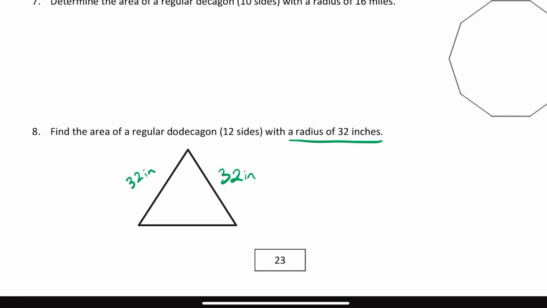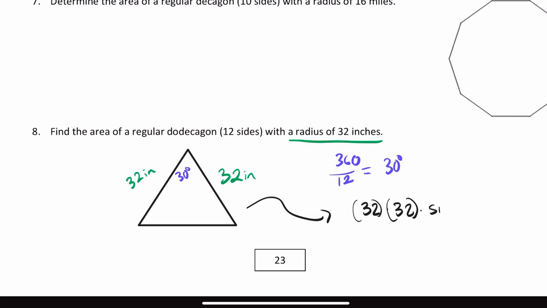So it's the same thing as your central angle. You're going to take 360 and divide it by the 12 sides. And so 360 divided by the 12 sides is going to give us 30 degrees for that included angle. And so right in here, we have that. So now I have SAS, and I can set up my area formula, which is side 1 times side 2 times sine 30, all divided by 2. And then you'll get your area right there.